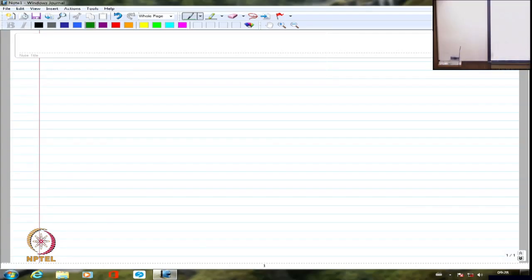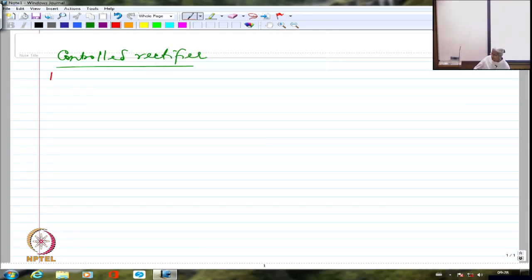Looked at half controlled and fully controlled with R and RL load. I'll recapture that a little bit so that we will have continuity. So we started off with controlled rectifier. What we said was, instead of diodes, we will use SCRs.